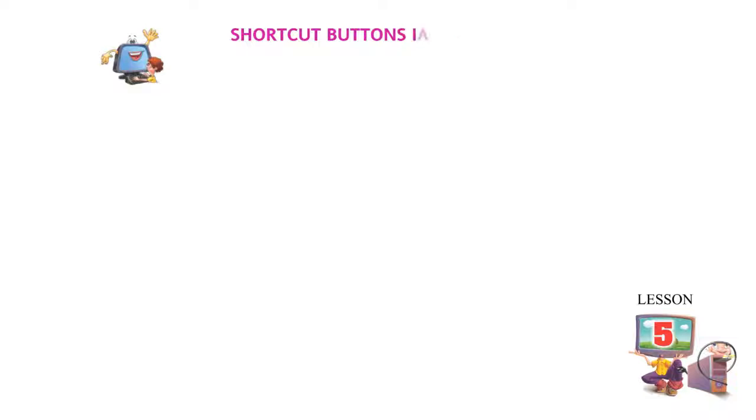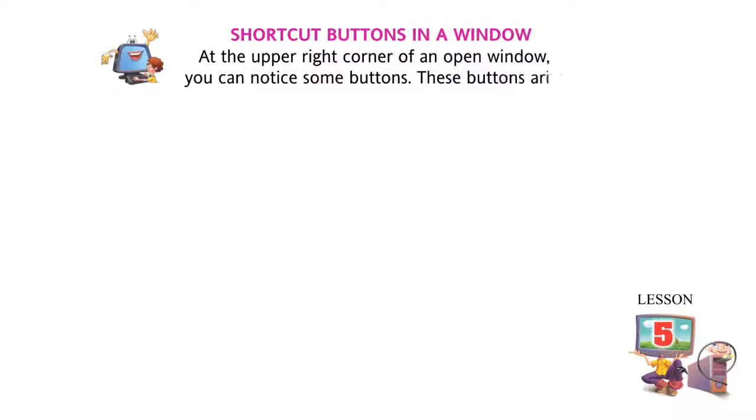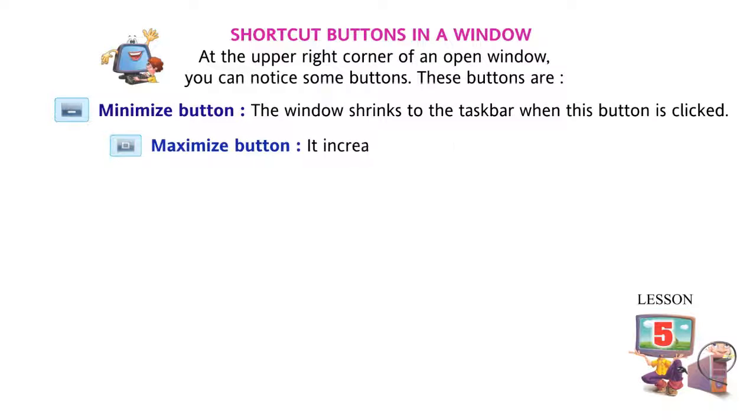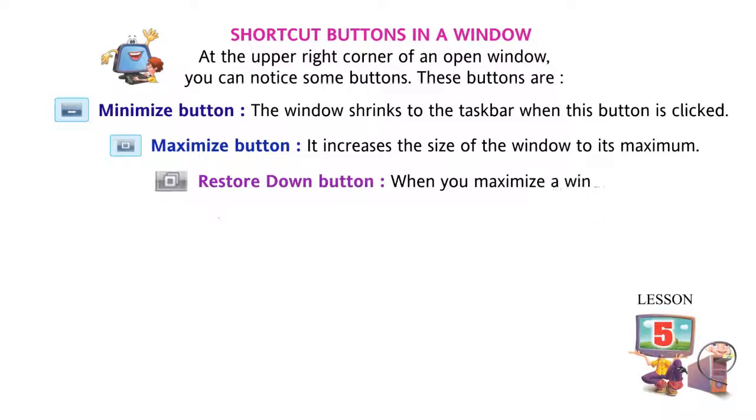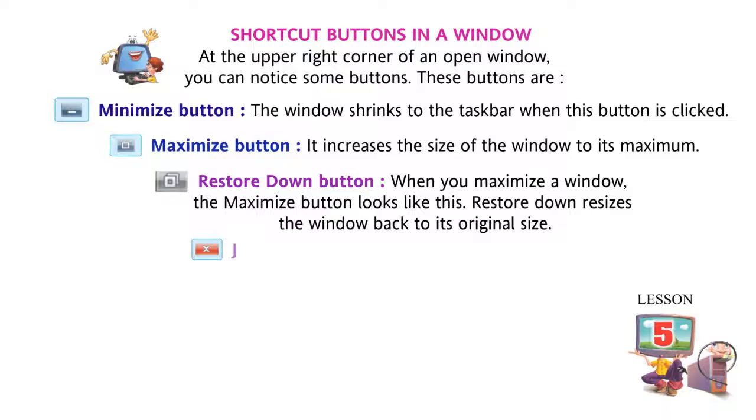Shortcut buttons in a window. At the upper right corner of an open window, you can notice some buttons. These buttons are: Minimize button. The window shrinks to the taskbar when this button is clicked. Maximize button. It increases the size of the window to its maximum. Restore Down button. When you maximize a window, the Maximize button looks like this. Restore Down resizes the window back to its original size. Close button. It closes a window when clicked.